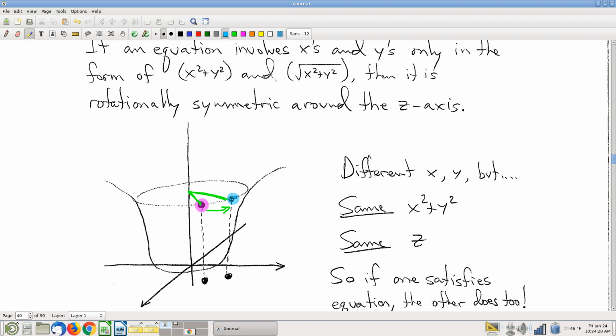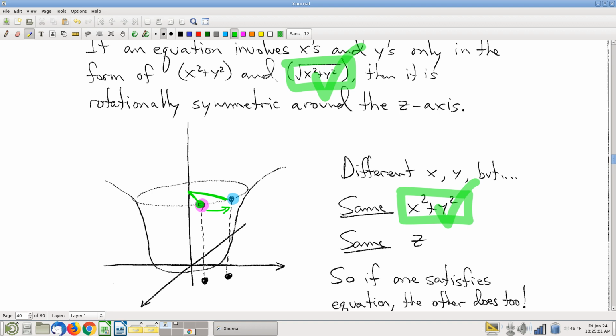Well, I've got two points, right? And sure, they have different coordinates. They're different points after all. So they have different x coordinates, different y coordinates. Oh, it's not immediately clear, when you have two points with different coordinates, obviously, how they're going to plug into an equation, well, who knows? Maybe one will work and the other one won't, right? But in this case, even though x and y are different, notice x squared plus y squared is the same for both. Likewise, the square root of x squared plus y squared is the same for both.